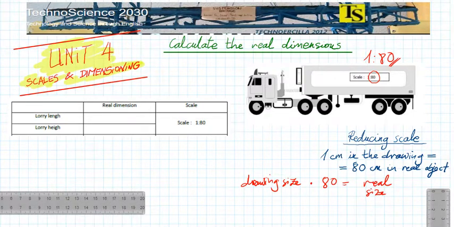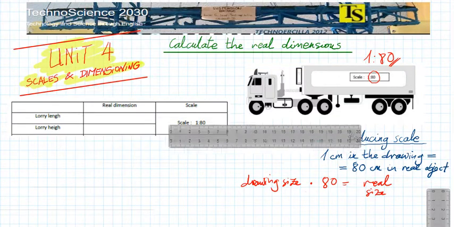The only thing we have to pay attention to now is that the drawing size and the real size are the same unit. So if we use for the drawing size centimeters, then we get centimeters. If we use millimeters, then we get millimeters. Let's do it. Let's start, for example, with the lorry length.